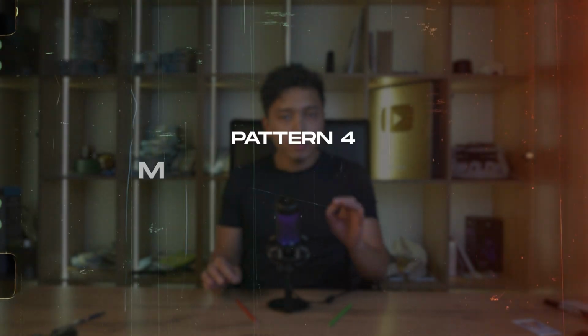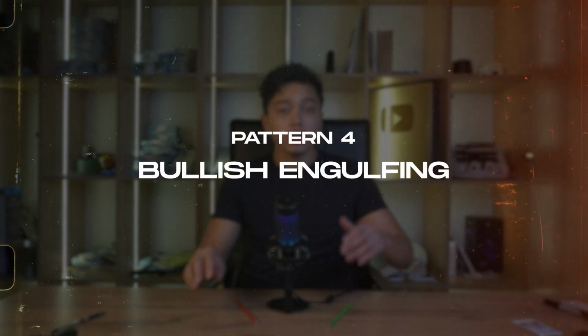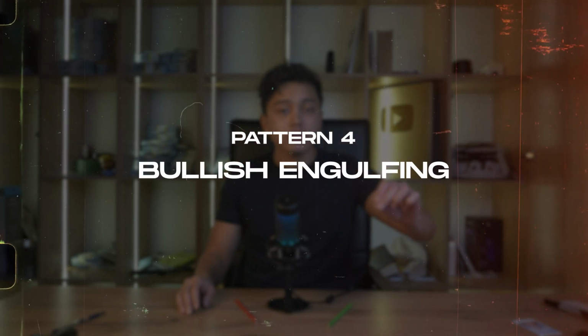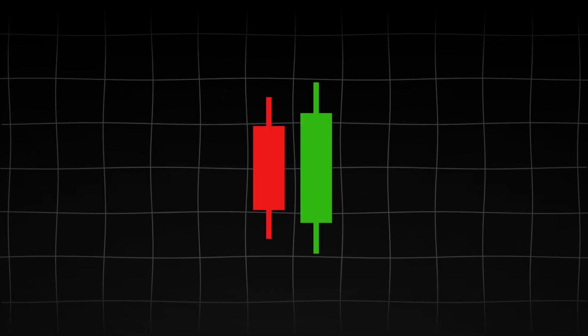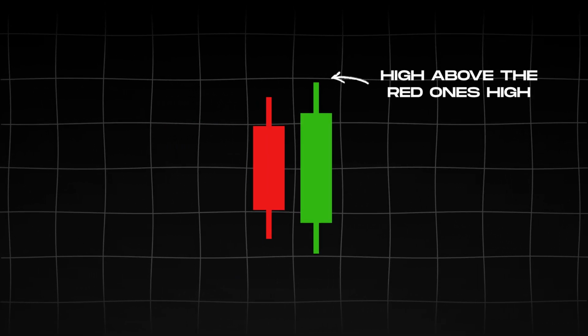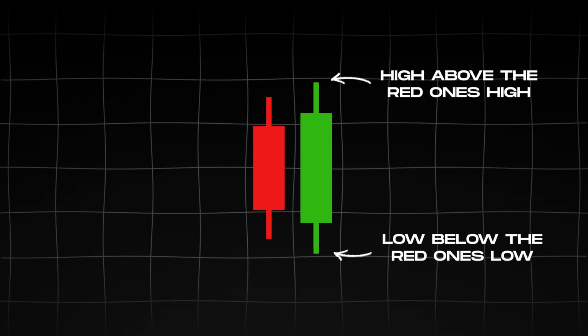The bullish engulfing pattern consists of two candlesticks where a green candlestick completely engulfs the red one before it. Simply, we first see a red candlestick, then a green one, with the green candlestick's high above the red one's high and its low below the red one's low.